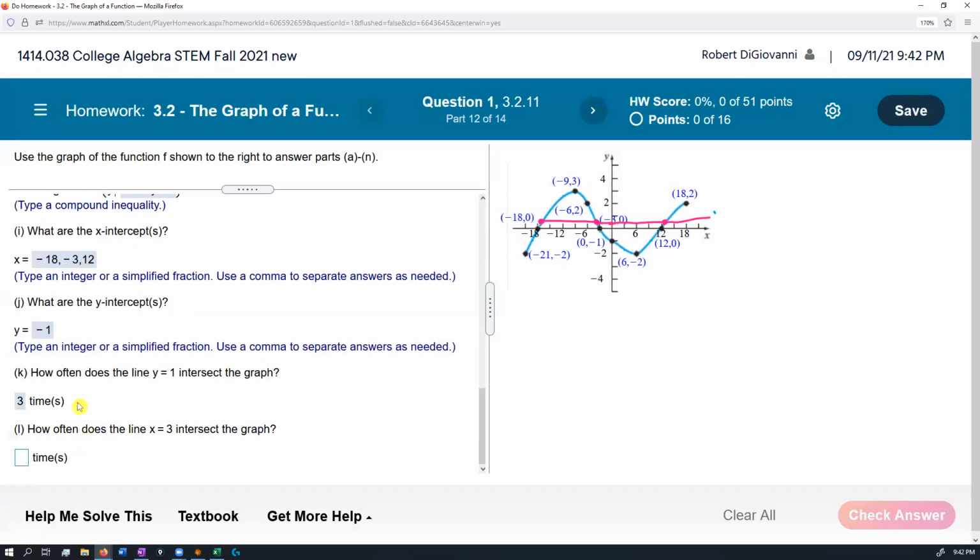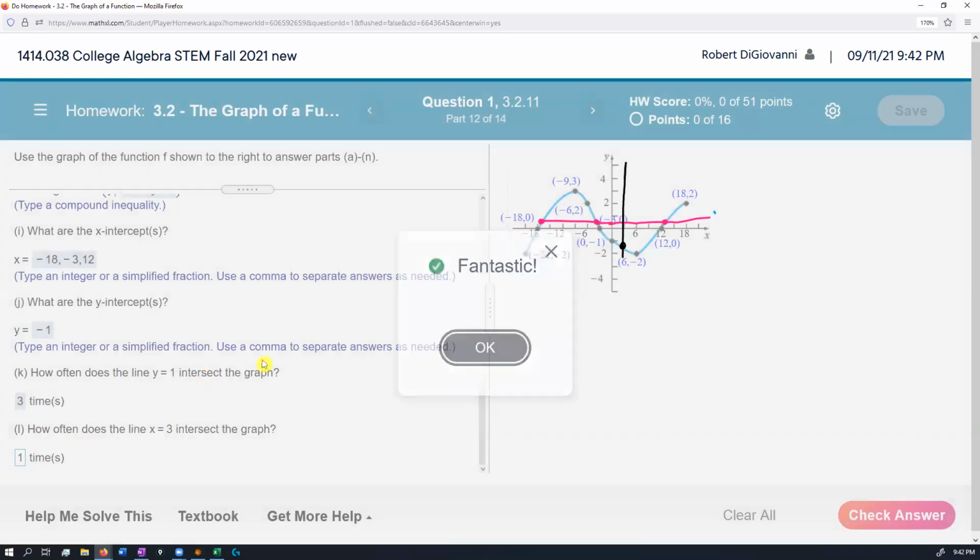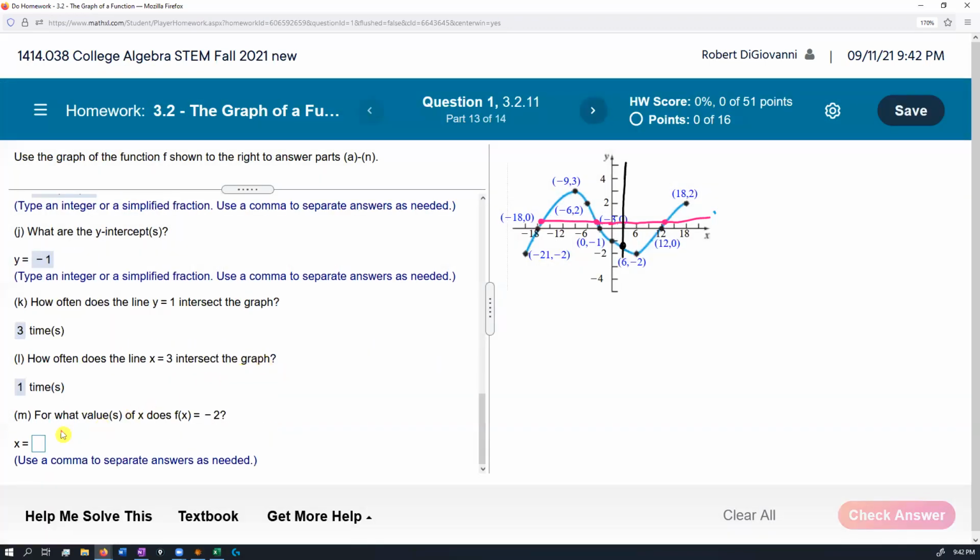Okay, how often does the line x equals 3 intersect the graph? So x equals 3 is a vertical line, and that would go like this. It hits the graph only 1 time right there. It's a function, so it passes the vertical line test there.